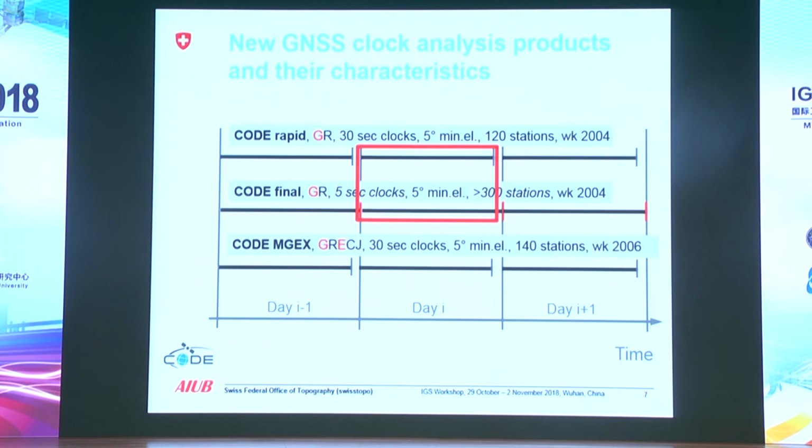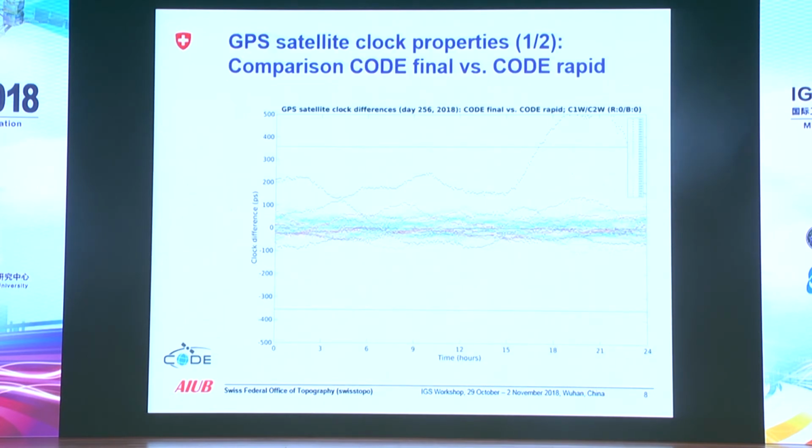Let's compare now the final with the rapid product. We're in a comfortable situation that we have 3 analysis lines where we do that in a completely independent way, even with different strategies. By the way, we obtain similar results also for the comparison with CODE-MGEX, but we'll restrict here to the comparison final minus rapid. Now we will get a series of plots.